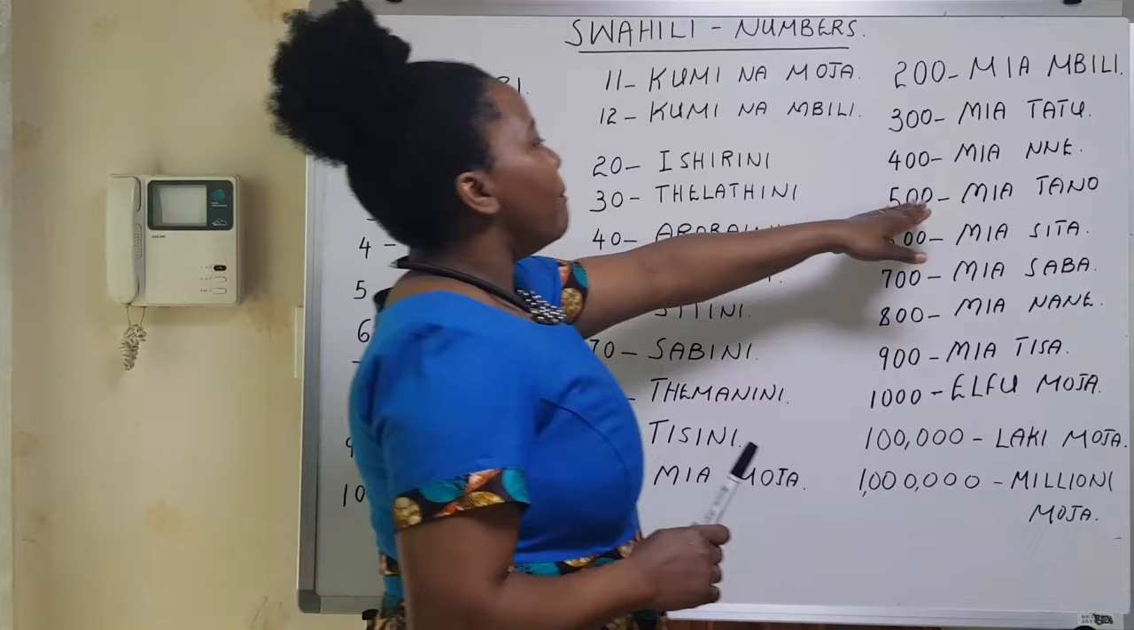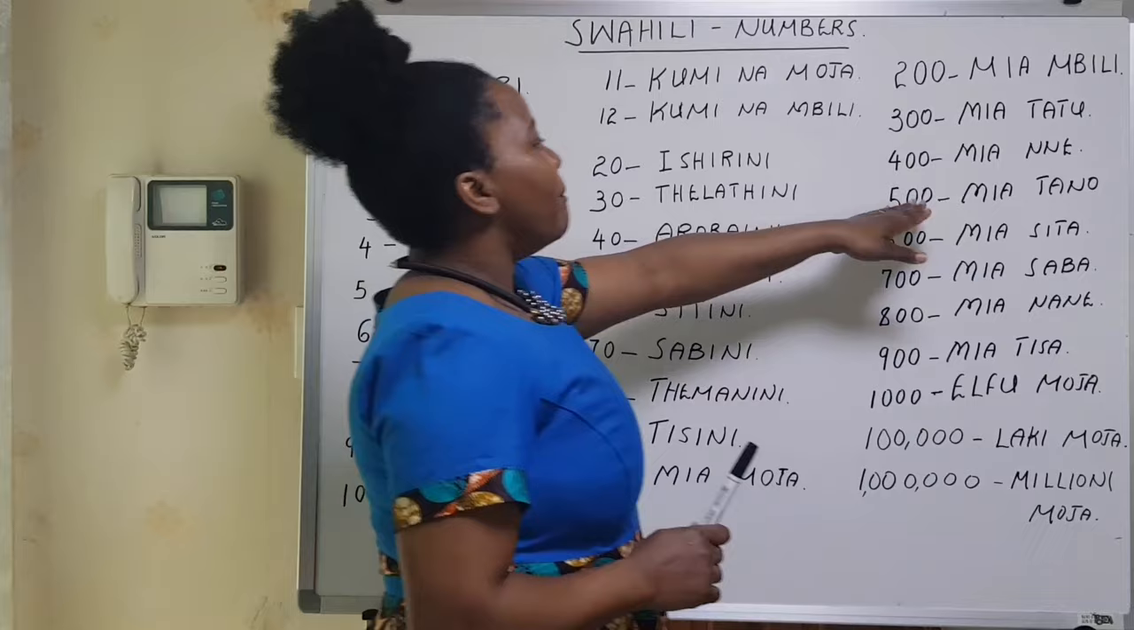All right, so from 1,000, which is elfu moja, the next number is laki moja, which is 100,000. And the next number is milioni moja, which is 1,000,000. We have a lot of numbers, but for today, this is only about Swahili numbers, all right?